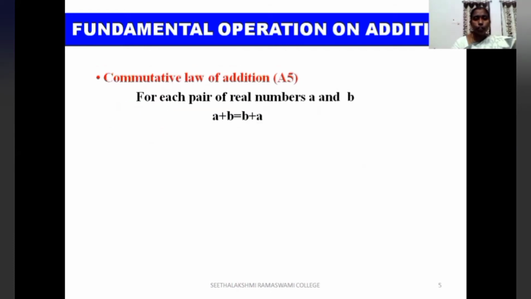Next, move on to commutative property for addition, A5. For each pair of real numbers a and b, we have a plus b equal to b plus a.